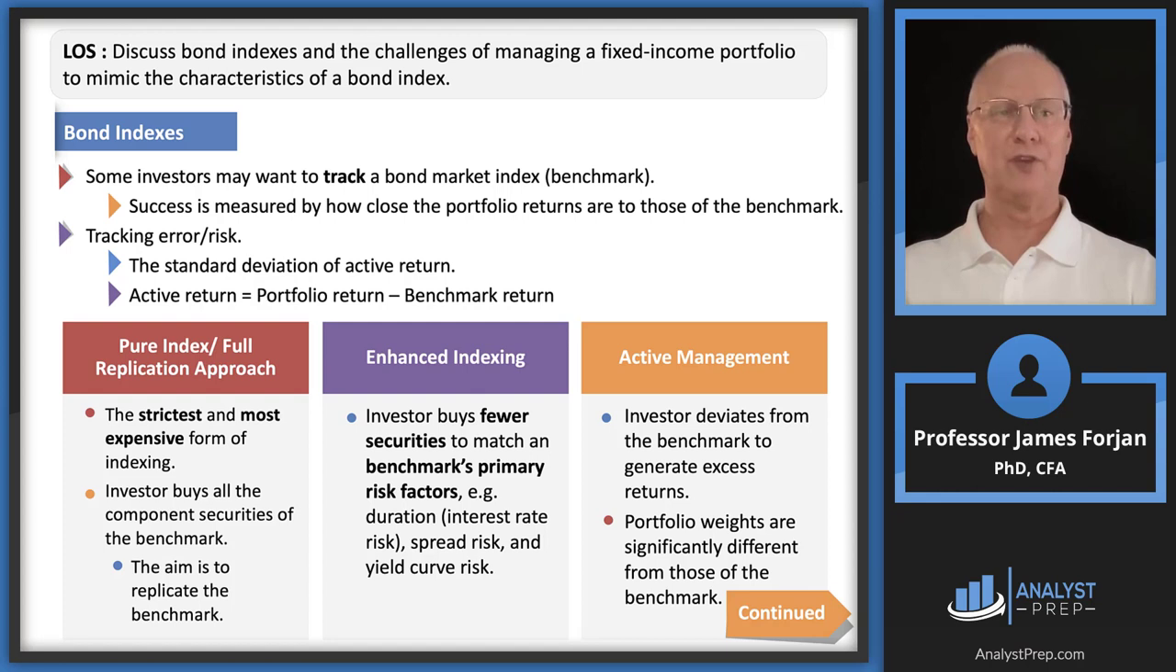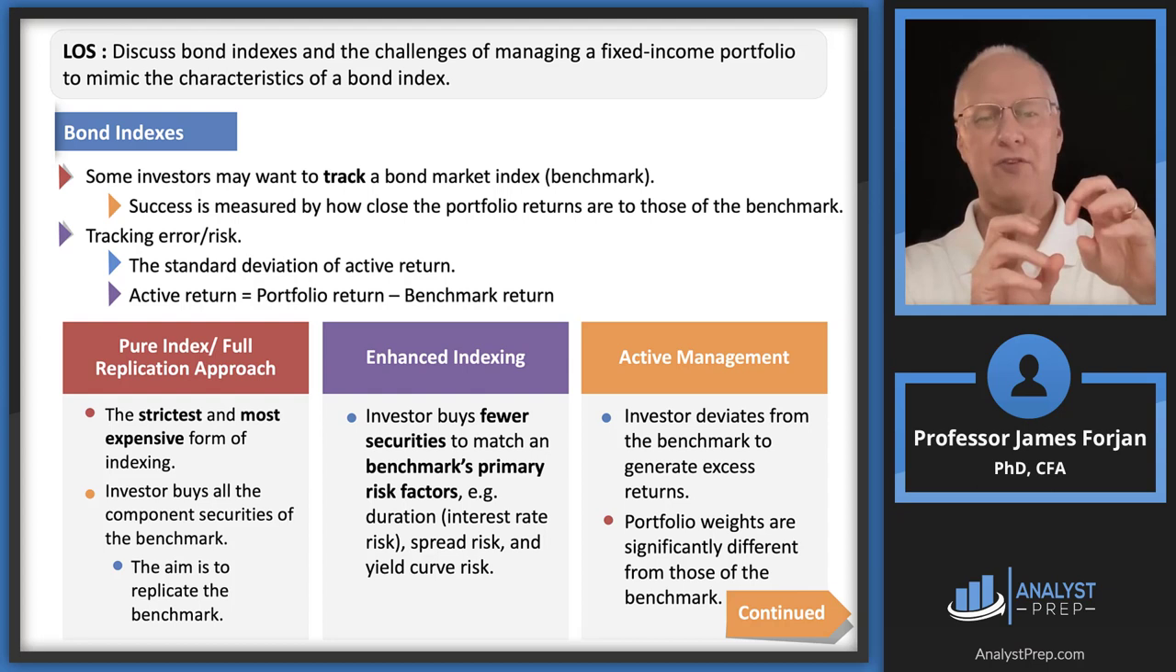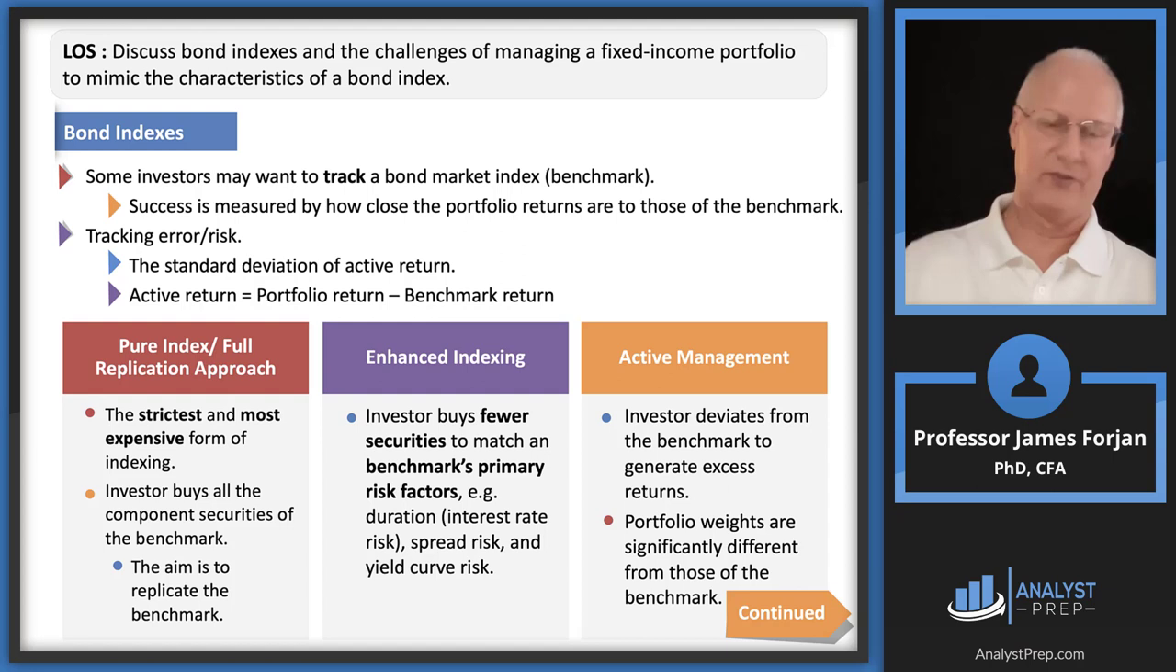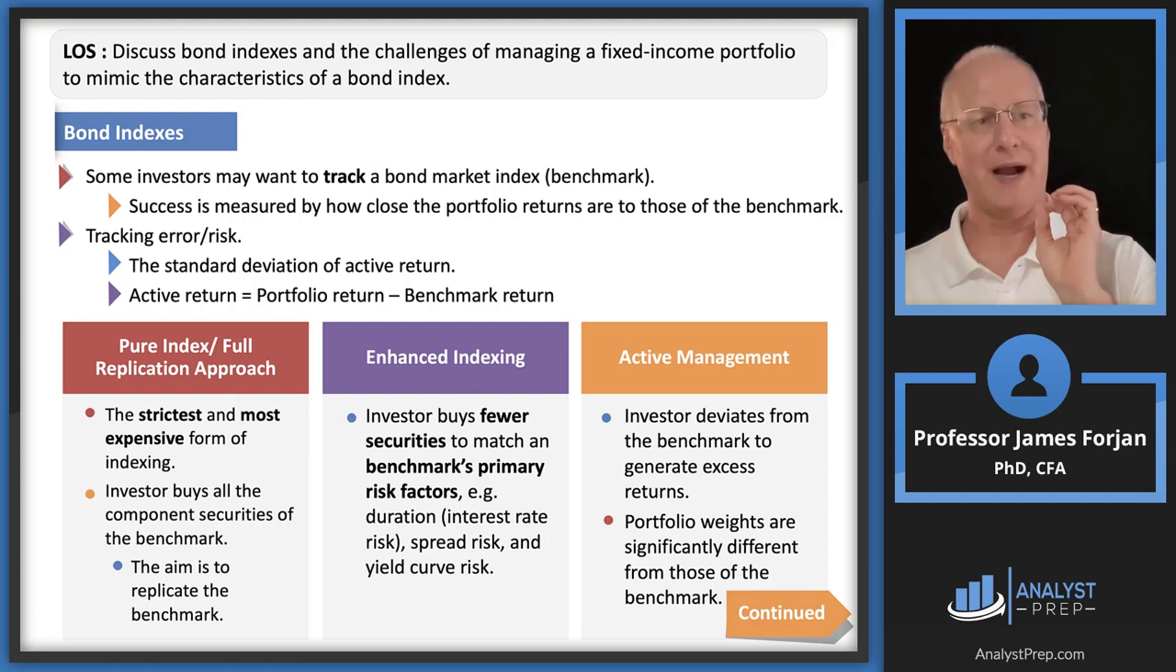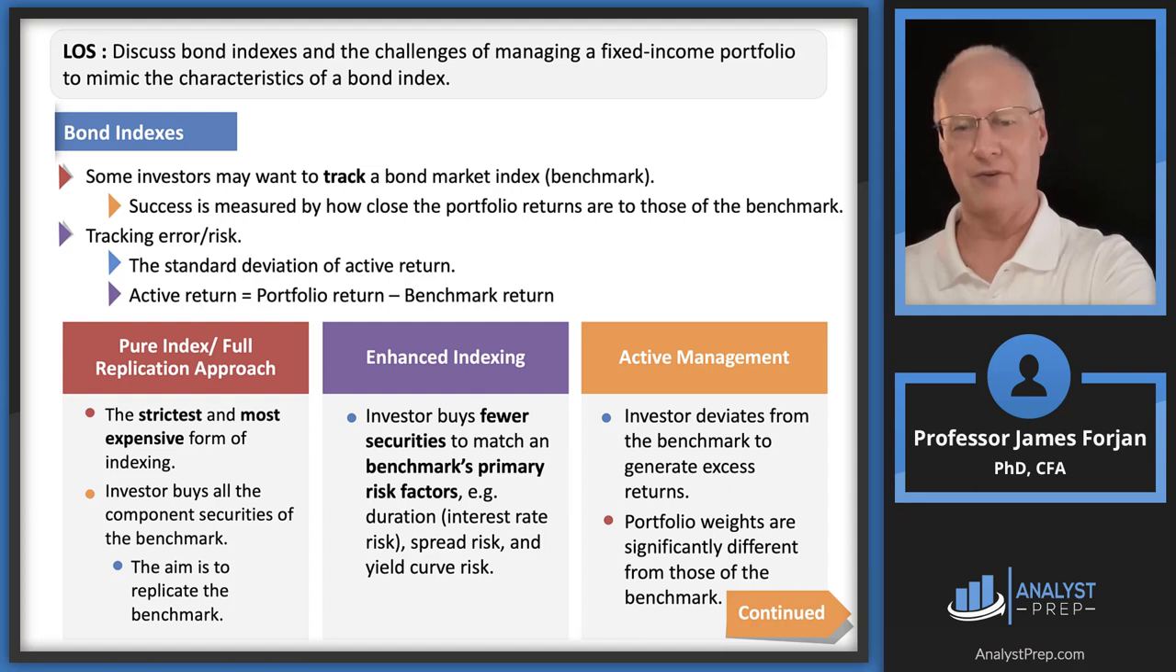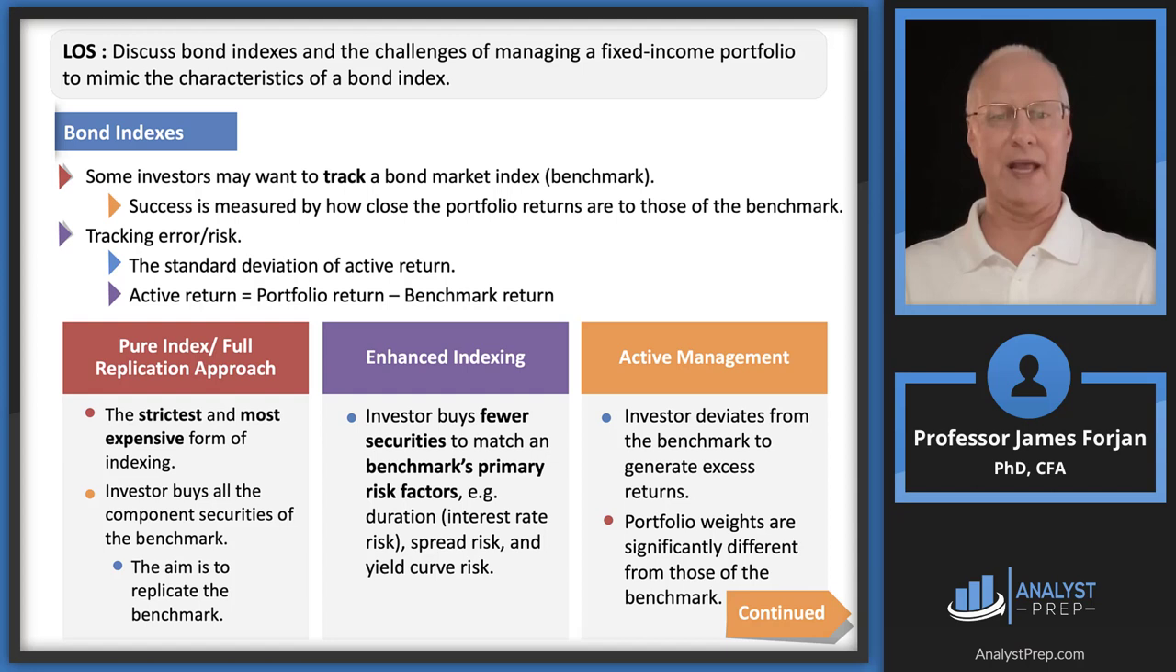So we're going to use a factor analysis to take a look at those 1,000 bonds in the index. And we're going to say something like, oh, you know what? These 75, they capture almost all of the spread risk of the entire 1,000. I don't need to buy 1,000. I just need to buy 75 for duration. I need to buy 35 for spread risk. I need to buy 22 for yield curve risk. So there we go. Enhanced indexing. We use stuff that we learned back in our quantitative methods to make our life easy.